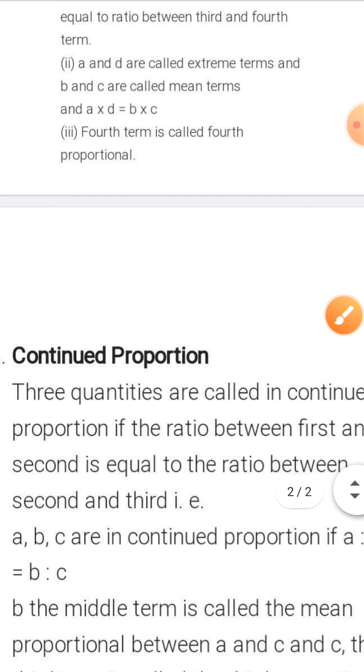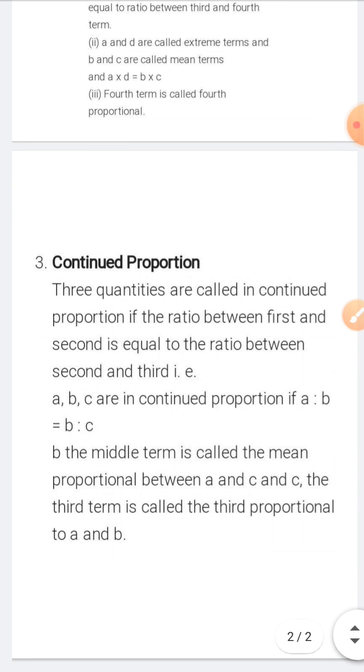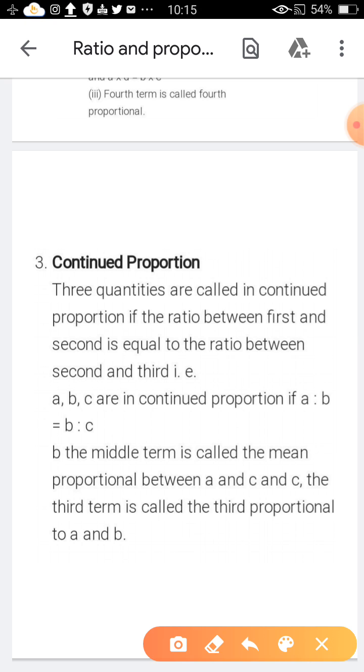Now we will see the next concept, which is continued proportion. Three quantities are said to be in continued proportion if the ratio between the first and the second is equal to the ratio between the second and the third. That means a is to b is equal to b is to c. Then we can say that a, b, c are in continued proportion.